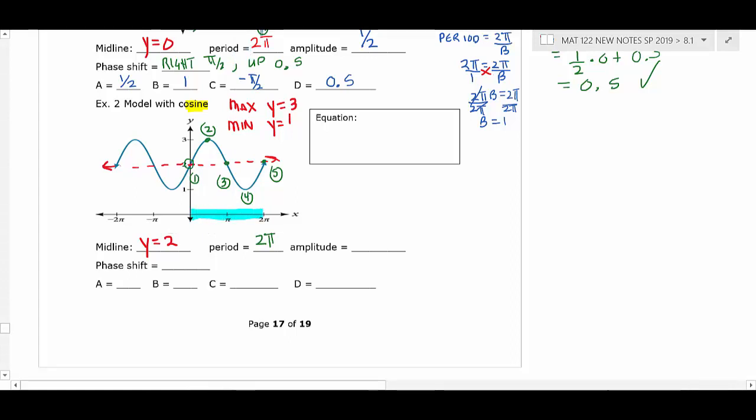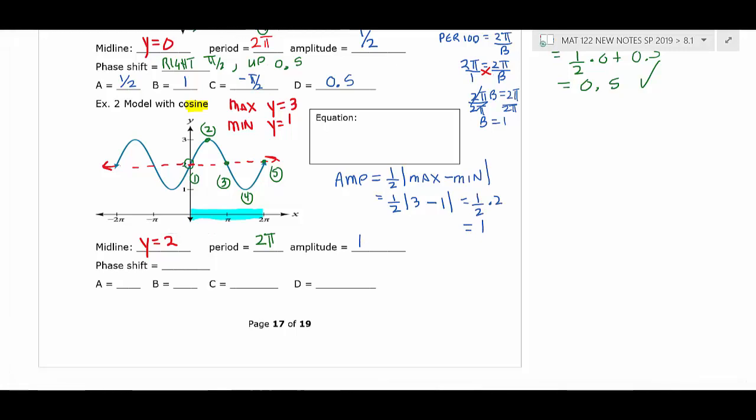Okay, the amplitude. On this, we have the formula for amplitude, which is 1/2 the max minus the min. I put that in absolute value because you want to end up with a positive number regardless of how you subtract those things. You can do this in your head also. So the max is 3, the min is 1, so you end up getting half of 2, so that's equal to 1.